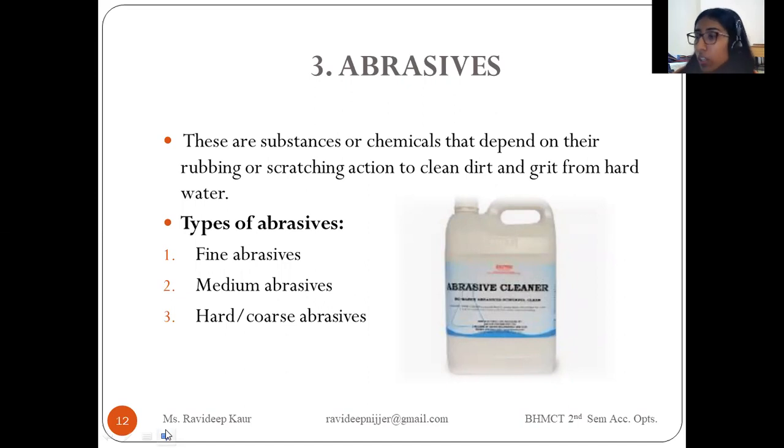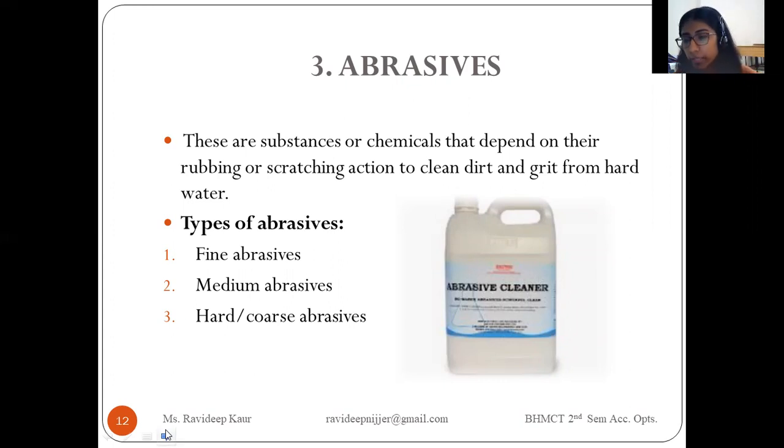Let me tell you all once what is grit. Grit is sandy material, little particles of sandy material, from hard water.